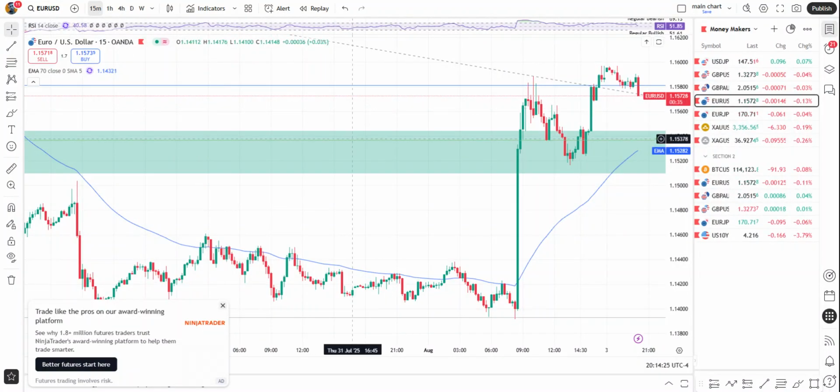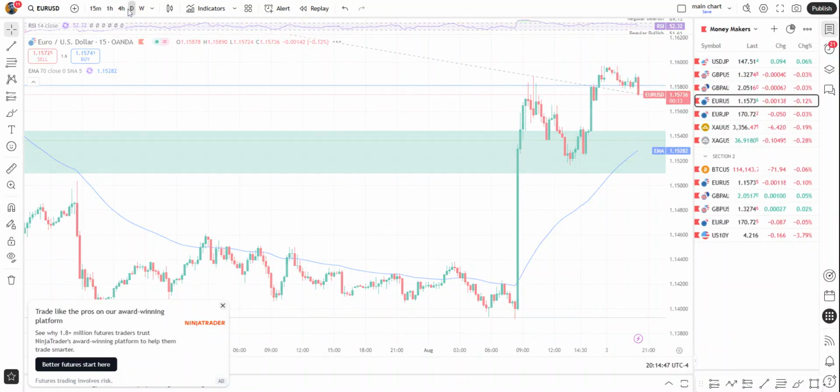Personally, I think it's a really slow moving pair, so I don't really use it a lot. I like volatile pairs like GBP AUD and GBP USD and gold. We're not talking about gold right now. Gold is looking really messy, so we're gonna stay away from that for a while. But lately, EUR USD has been looking good for me.